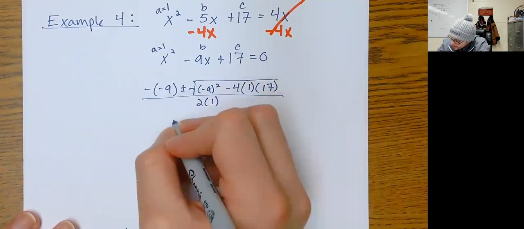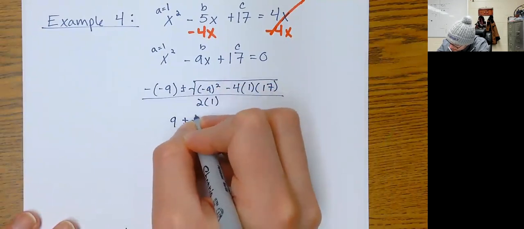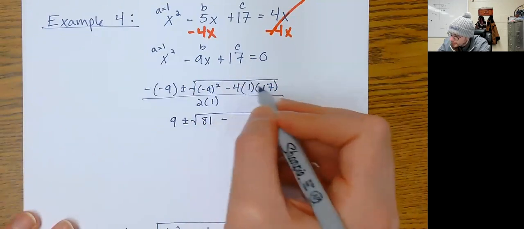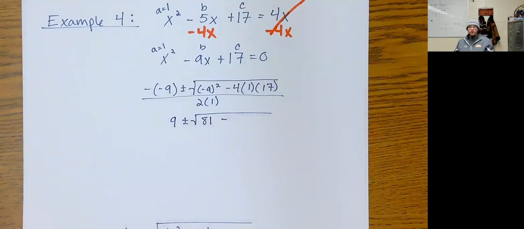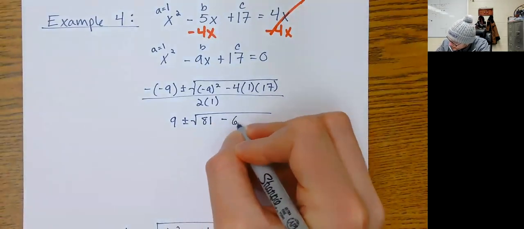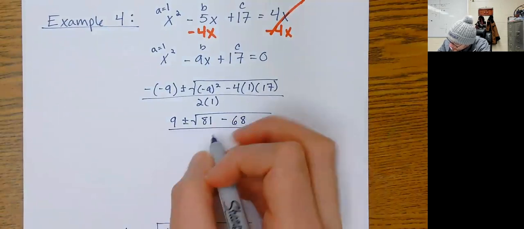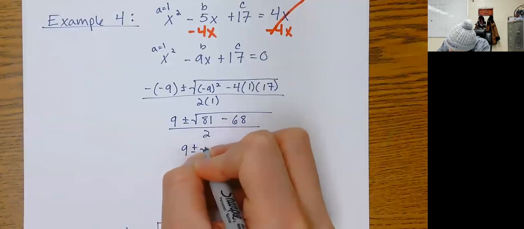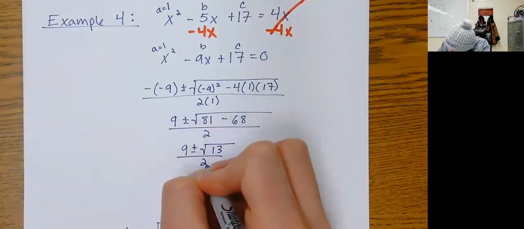All right, we're gonna get positive 9. Negative times a negative is a positive. Negative 9 times negative 9 is 81. Minus 4 times 1 is 4. 4 times 17, 34, 68. All over 2. 2 times 1 is 2. Okay, so 4 times, double check in my head. Yeah, sounds right. What's 81 minus 68? 13? Is it 13? I feel like it's 13. Yeah, it's 13. So we're going to get 9 plus or minus the square root of 13 over 2.